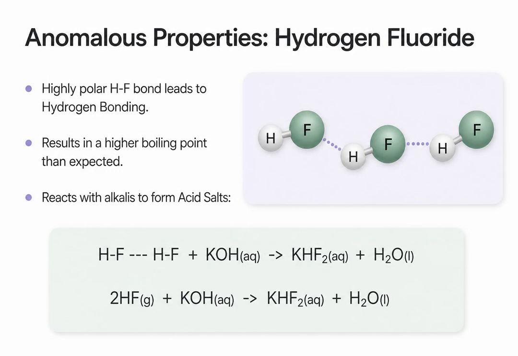The anomalies continue with its hydride, hydrogen fluoride. Because fluorine is so electronegative, the hydrogen fluoride bond is extremely polar, leading to strong intermolecular hydrogen bonding. This gives hydrogen fluoride an unexpectedly high boiling point. This hydrogen bonding also allows hydrogen fluoride to react with alkalis to form unique acid salts, such as potassium hydrogen difluoride, a reaction not seen with the hydrides of other halogens.